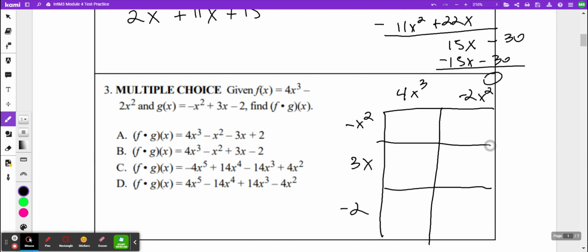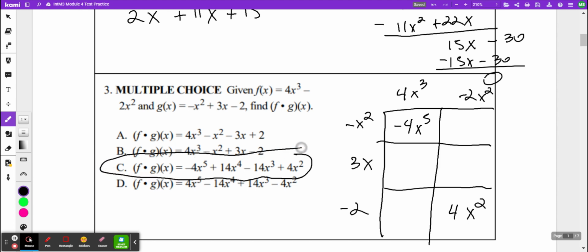So if I go through this, hold up. If I go through this, I should get negative 4x to the fifth. And this should be positive 4x squared. If I look right now, hey, look, the only one with positive 4x squared right there is that right there. And I'm done. We're done. All right, let's go on.